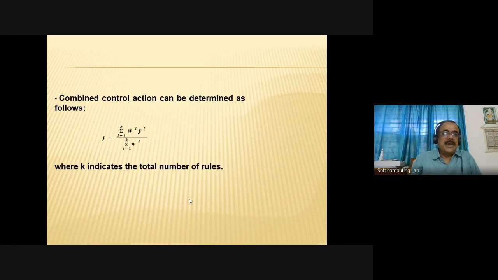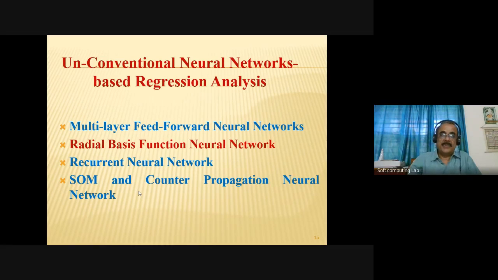And once you've got the weight of the ith rule, and if I know the output of the ith rule, then the combined control action is determined as y is nothing but summation i equals 1 to k wi yi divided by summation i equals 1 to k wi. K indicates the total number of rules. Are you getting my point? So very easily you can find out what should be the combined control action. And this particular combined control action is nothing but the output. So using Takagi and Sugeno's approach, you can find out the input-output relationship.